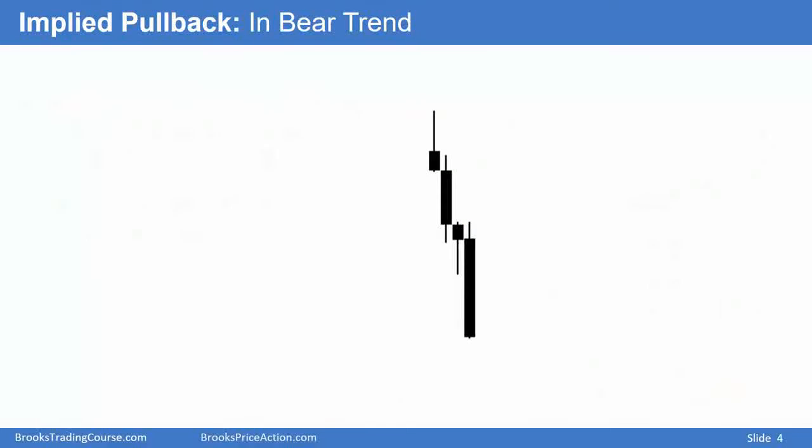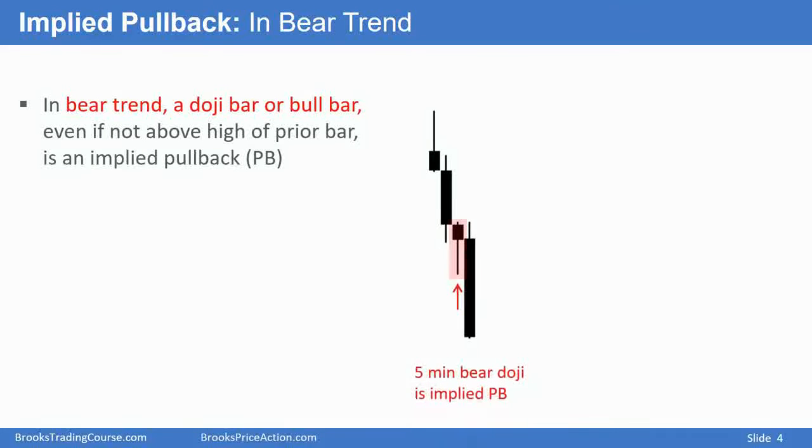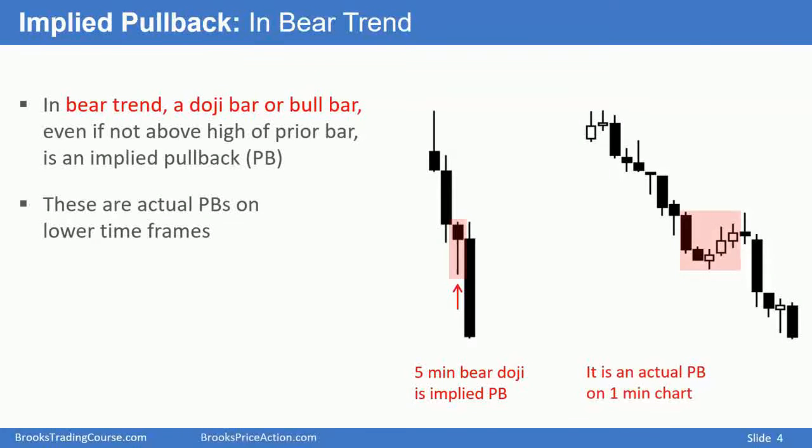Here we have a bear trend, and any bar that has a big tail on the bottom is an implied pullback because on a smaller time frame chart, the market went up and it probably went above the high of a prior bar. So here's a 5-minute chart, and we have an implied pullback, and it's an actual pullback on the 1-minute chart. So this is this, and then the market went up, and here the market went up. This bar went above that bar. So that tail on the 5-minute chart implies that there probably is a pullback on the 1-minute chart.